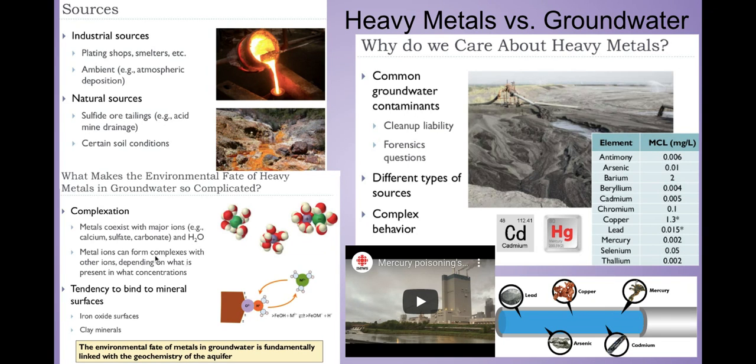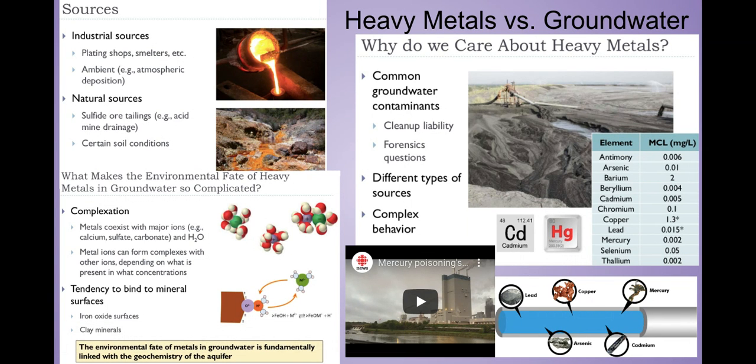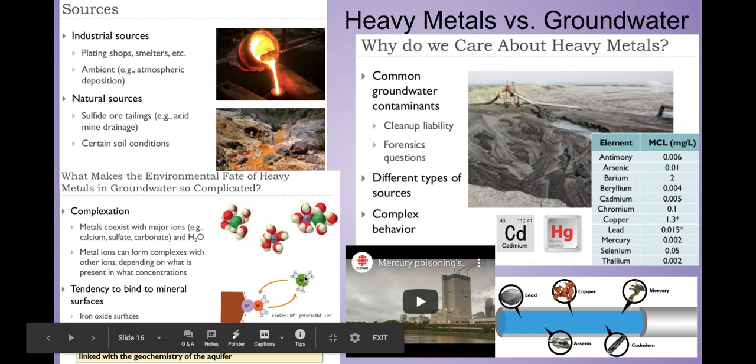So those metal ions can form these complexes with other ions depending on how much there are. And of course, if we looked at calcium, sulfate, carbonate, those are ions that are also present in the soil. So they're going to tend to bind to those surfaces around it. Okay, and once they do that, they will affect whatever water quality or soil as well around them.